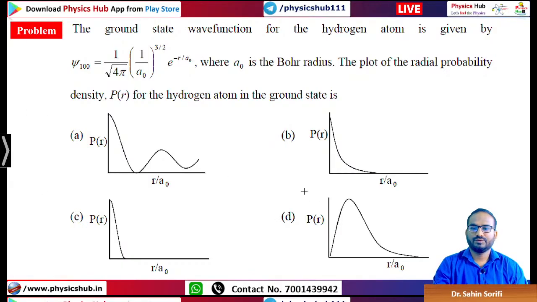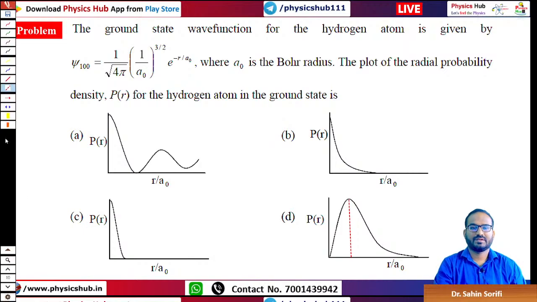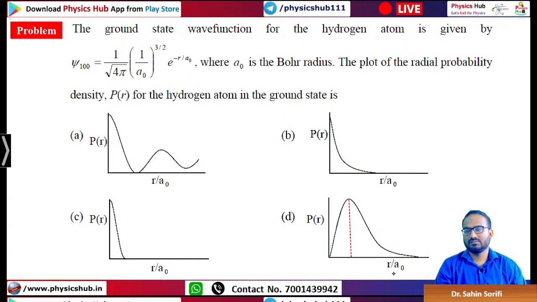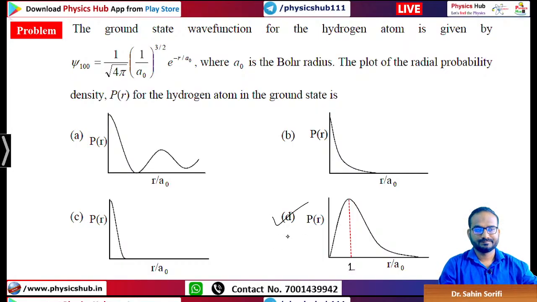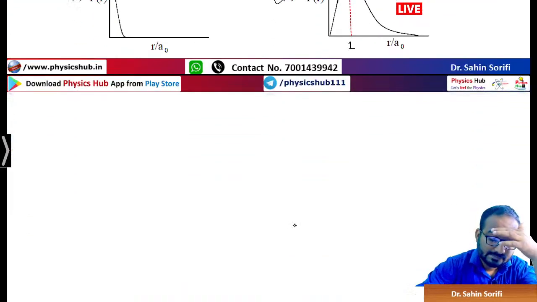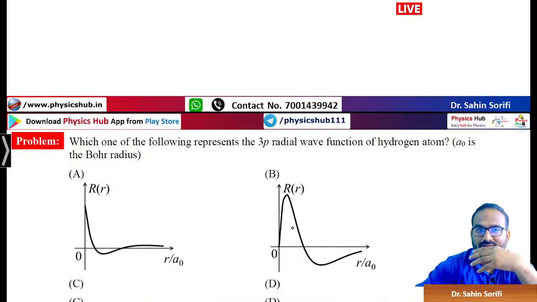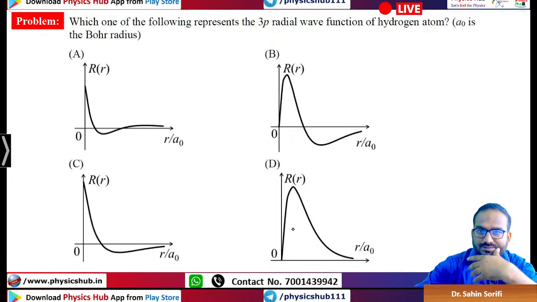Because when you know that it has a maximum at a naught, this value is 1. Okay, now, so option D is the correct option. What is the explanation? It's straightforward.